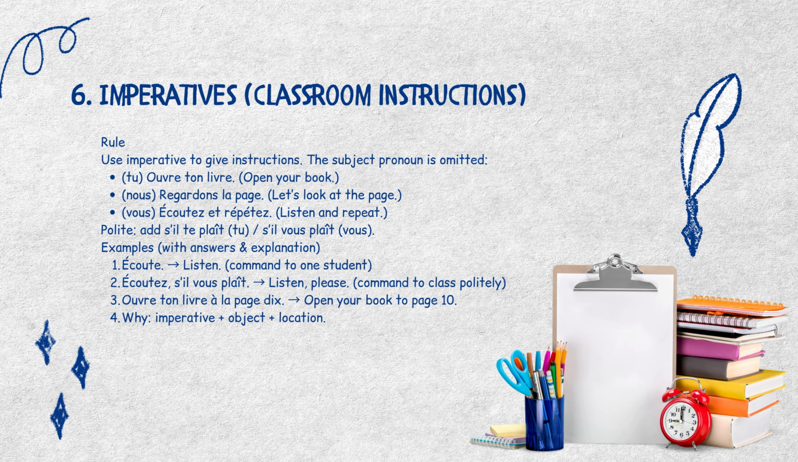Here's the rule. In the imperative, we do not use the subject pronoun. So we don't say "you open" or "you listen." We simply say "open" or "listen." There are three forms, one for "you" singular, one for "we," and one for "you" plural or polite. For example, open your book. Let's look at the page. Listen and repeat.